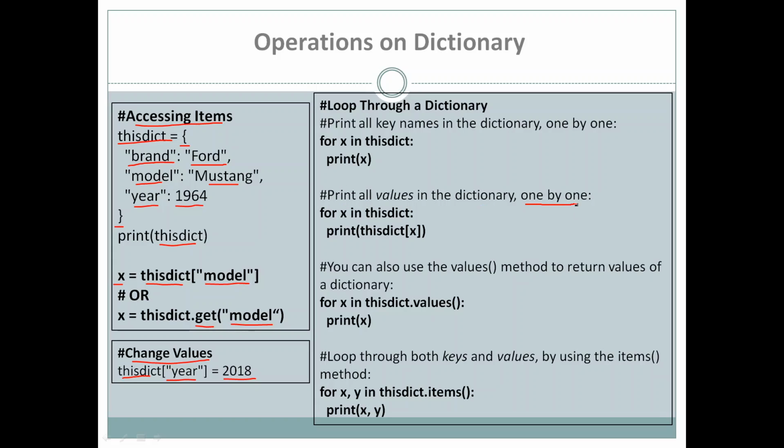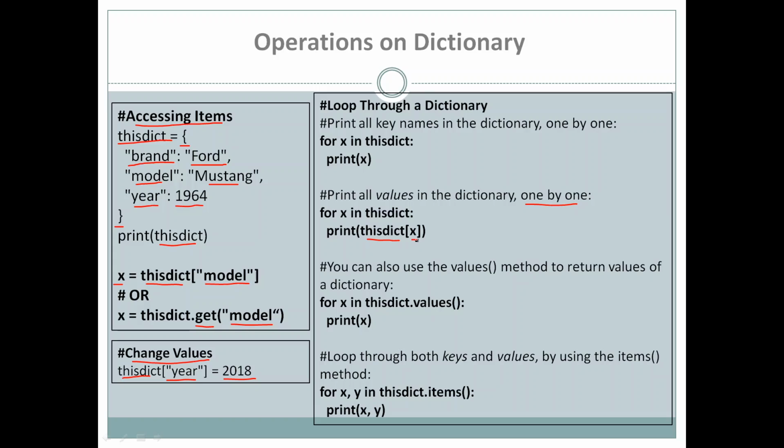We can print the values as well from a dictionary. In the first case, it prints only the keys. If I want to print the values, we may use the syntax for x in this dict again. Then, instead of printing x, we will print this dict of x. X represents a key. If I pass the key there, it will give us the value of that key. So this way we can print all the values from the dictionary. Even this we have seen in the last session.